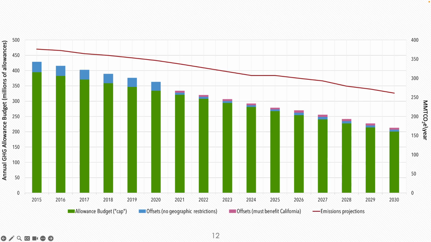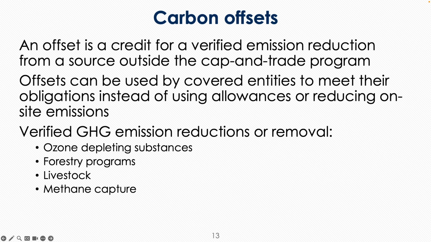All right, so let's get back into it. So this chart, we talked about the allowance budget and the cap. Okay, and there's also these things called offsets. And so what is an offset? Carbon offsets are credits for verified emission reductions from a source outside the cap and trade program. So these can be used by covered entities to meet obligations instead of using allowances or reducing on-site emissions.